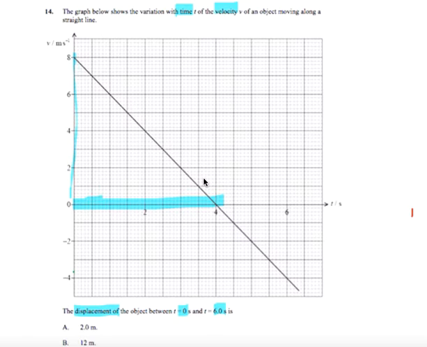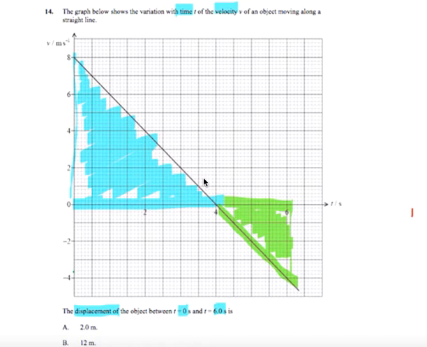The area here, below the curve, and the area here, above the curve. Because the object is actually doing two different things.